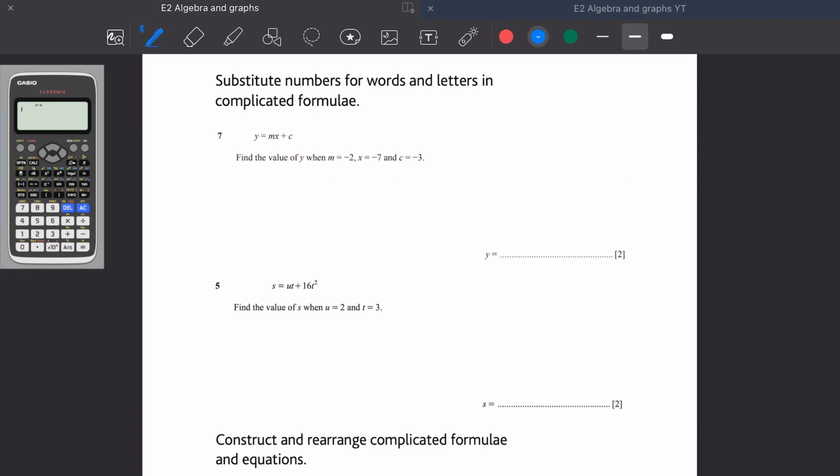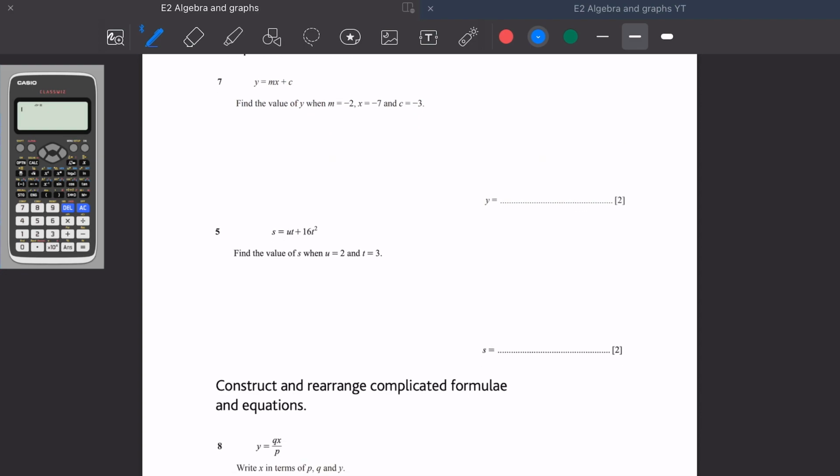Find the value of y when m is equal to -2, x is equal to -7, and c is equal to -3. Now these type of questions are fairly simple. You just have to use your calculator and plug in the values to get the answer. So let's rewrite the question. Y is equal to mx plus c. Y is equal to m is -2, x -7, and c is -3.